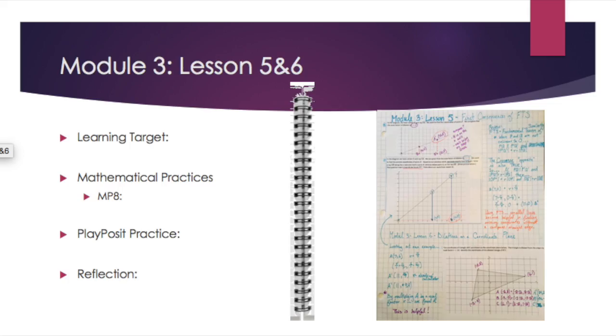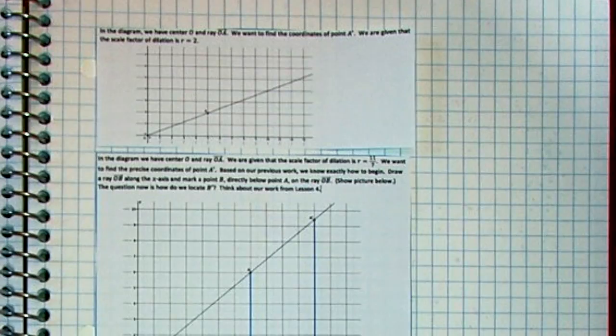Today we're talking about Module 3, Lesson 5 and 6. We're talking about the first consequences of the fundamental theorem of similarity and also some dilations on a coordinate plane. So let's start with our title.